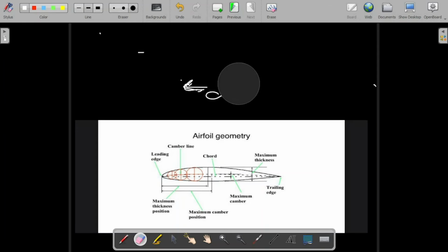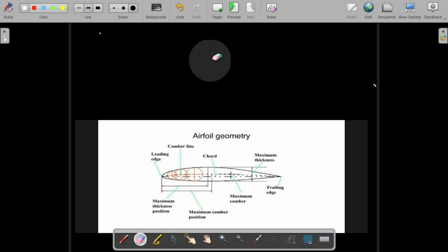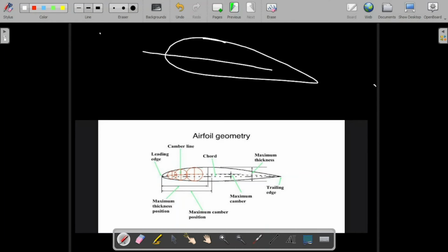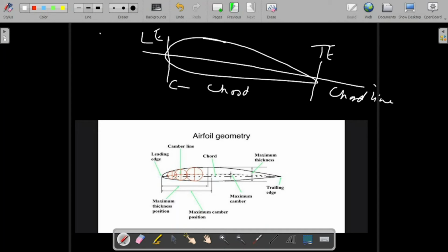I'll erase this part and try to explain it again. So this is an aerofoil section. You make a straight line between the leading edge and the trailing edge. This is the leading edge, this is the trailing edge, and this is known as the chord line. The length between them is called the chord length. Then you make an imaginary line which divides the complete aerofoil into two parts, upper part and lower part. This is the upper part, this is the lower part. This is known as the camber line.